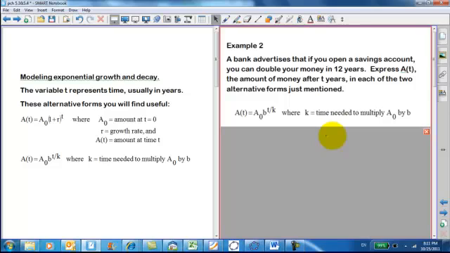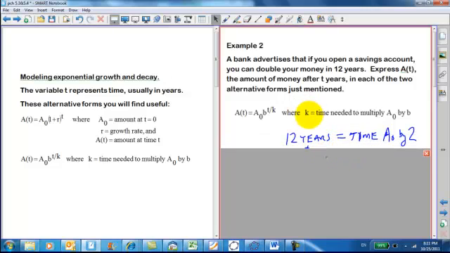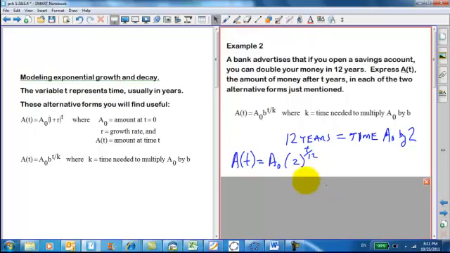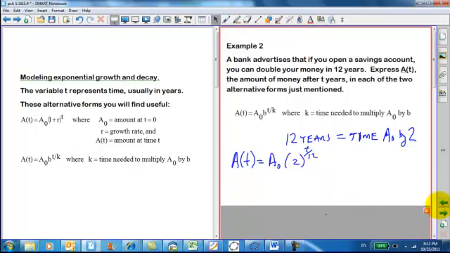Well, first we had this form, which is very handy for many application problems. k equals the time needed to multiply a naught by b. So in this case, you double your money every 12 years. So that means in 12 years, that's our time needed k, we are going to multiply a by 2. So we can slip this into the equation then as a equals the initial amount times 2 to the t over 12. So that's one form of the equation. Now, using the other format that we talked about over here, let's see if the equation works.